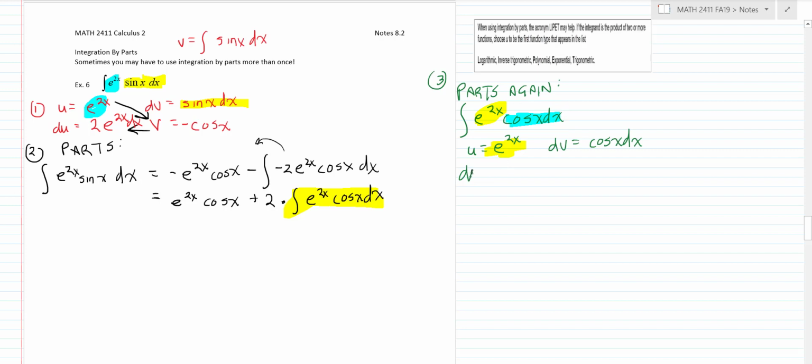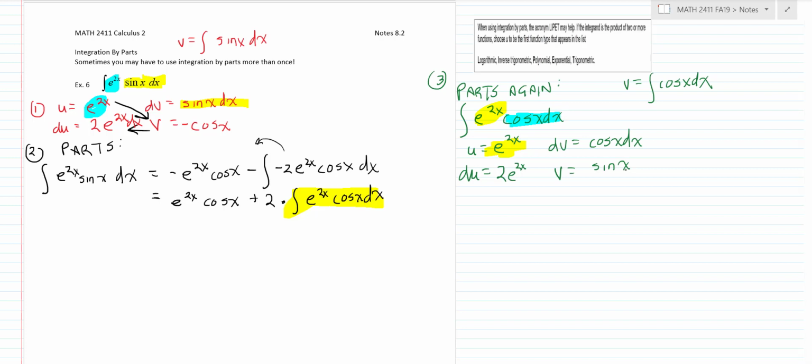All right, so what's du? Du is the derivative of e to the 2x, which is 2e to the 2x. Okay, what's v? V is the integral of cosine of x dx. Well, that is just the sine of x. All right, so we got everything set up to do integration by parts again.